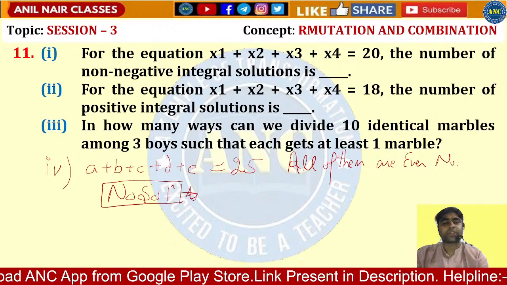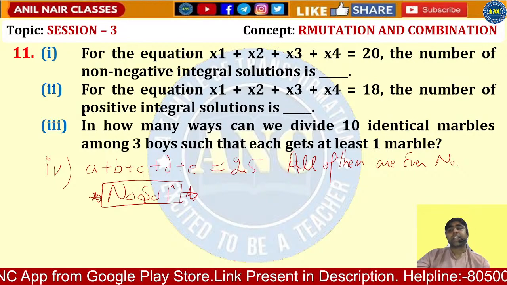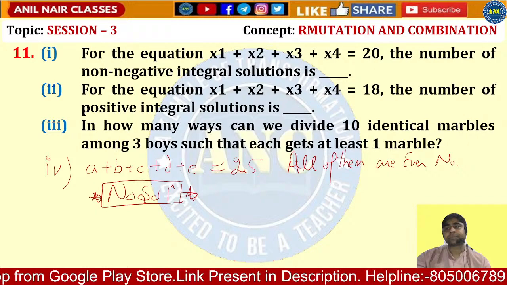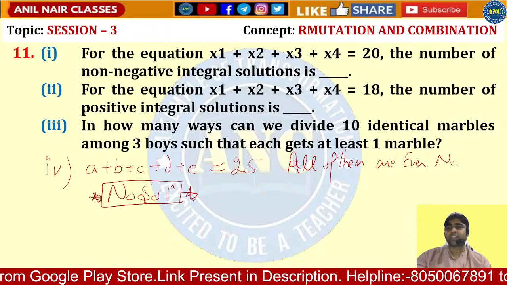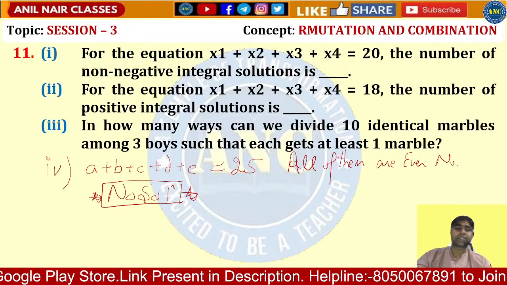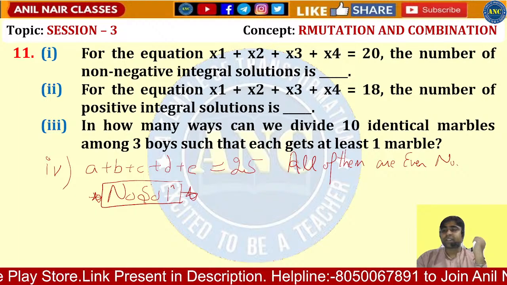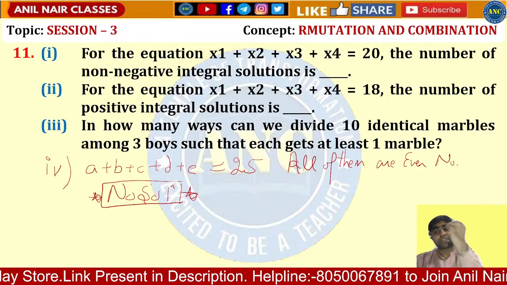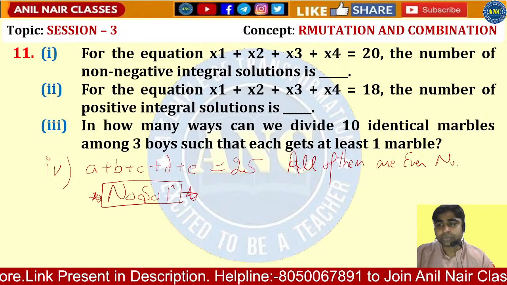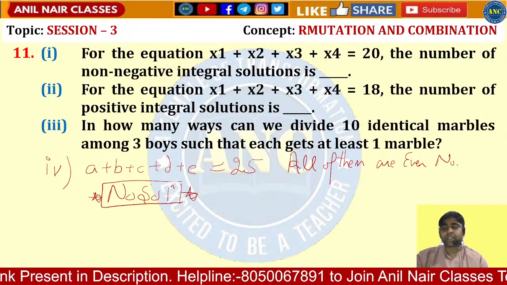The answer would be no solution. Why so? Because if all of them are supposed to be even, that means one simple thing: even plus even is even. So even plus even plus even plus even plus even would also be even. Understanding my point? So the answer would be no solution.